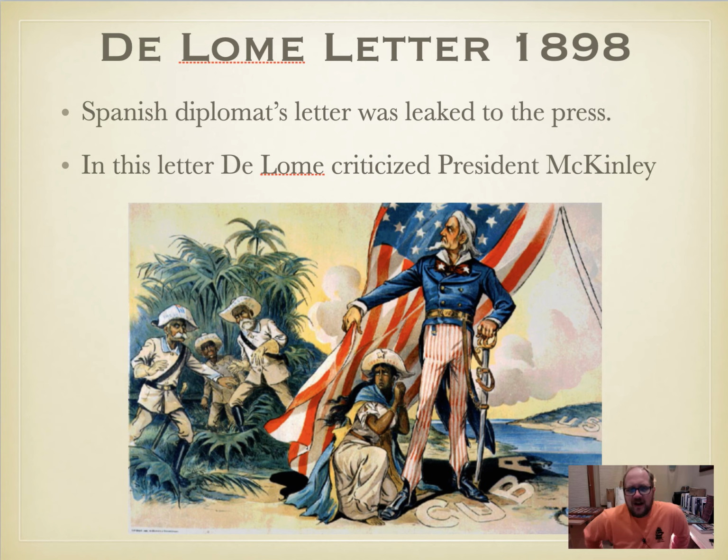And then we had the Spanish ambassador, basically a letter being intercepted by him and basically leaked to the press, criticizing President McKinley. And this will get Americans enraged about the Spanish.